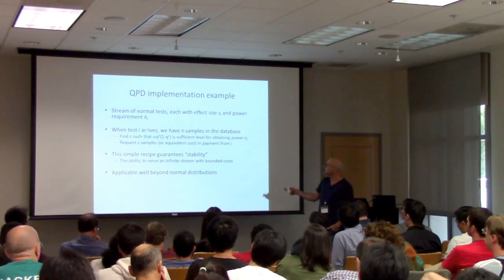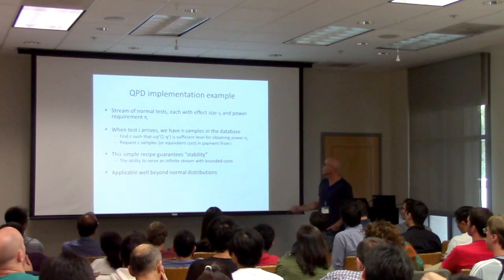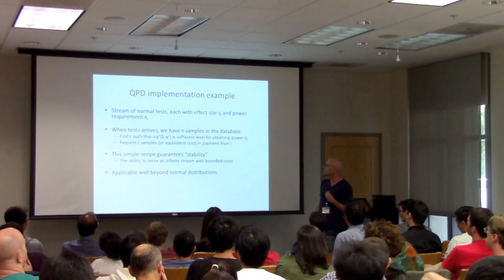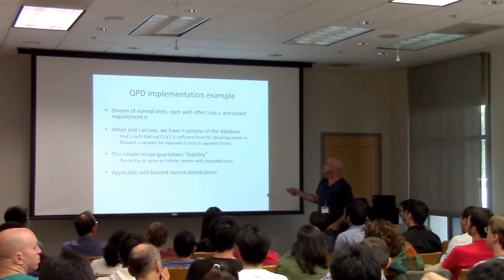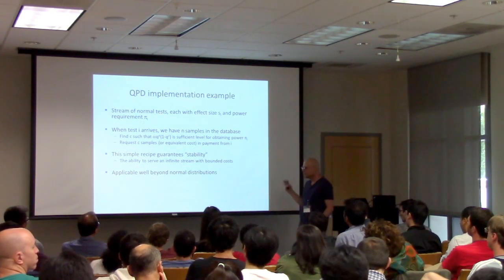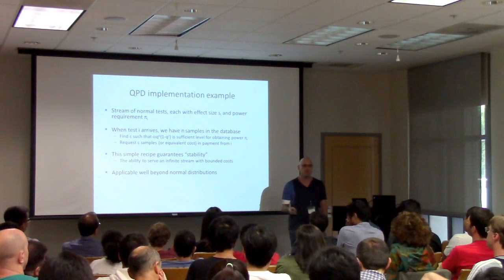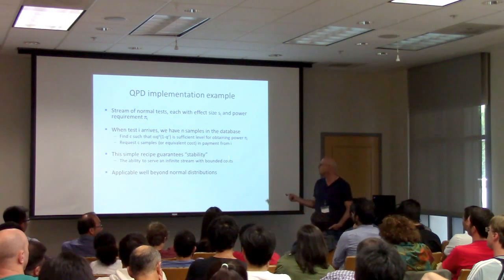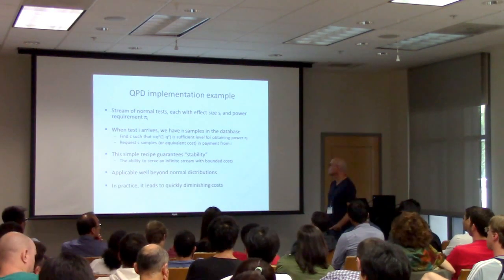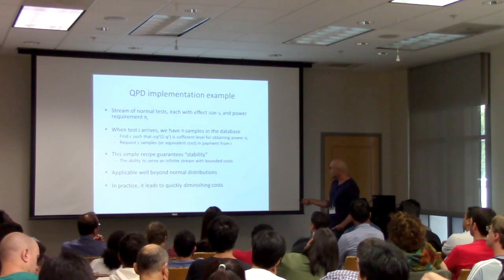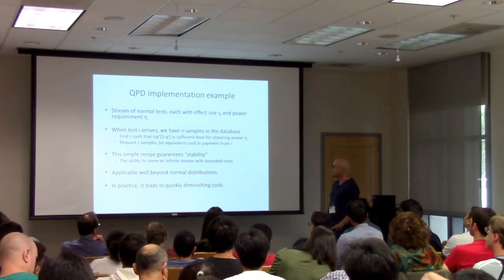Okay, and the normal is just an example. It's not important to be normal. There are some properties that we need from the distributions, but practically all of the generalized linear model family or exponential family would comply with our conditions. And so we guarantee a bounded cost, but in practice the costs are diminishing.